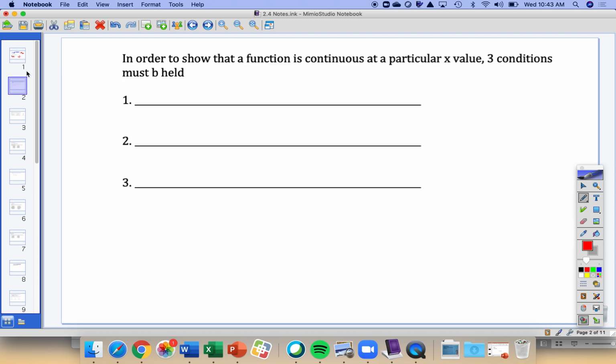So in order for a function to be continuous, three conditions must be upheld. The first condition is f of c must be defined. When we're talking about this, we're talking about continuous at the x value of c. So we're asking, is this function continuous at the x value of c? If it's continuous, then the point is actually defined.